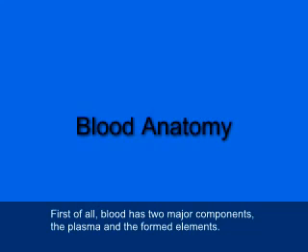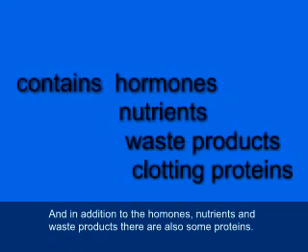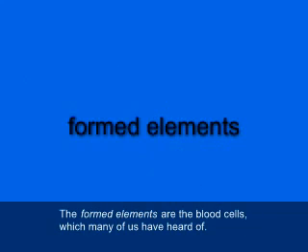First of all, blood has two major components, the plasma and the formed elements. Plasma is fluid, primarily water, that also has some nutrients, hormones, and waste products dissolved in it. And in addition to these hormones, nutrients, and waste products, there are also some proteins. The formed elements are the blood cells, which many of us have heard of. And there are three types of blood cells.